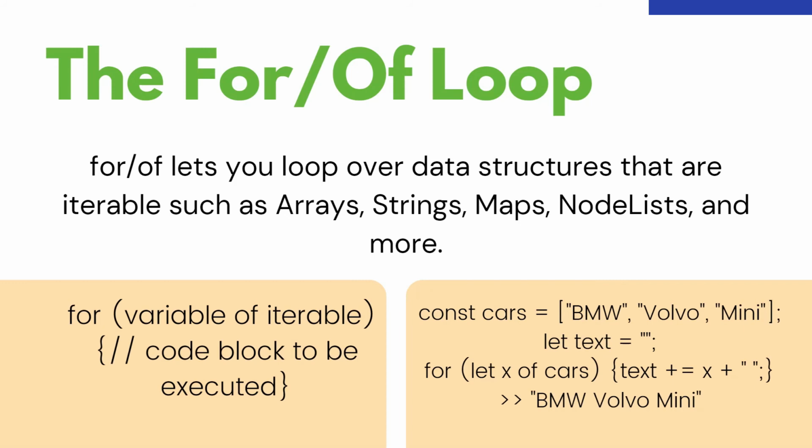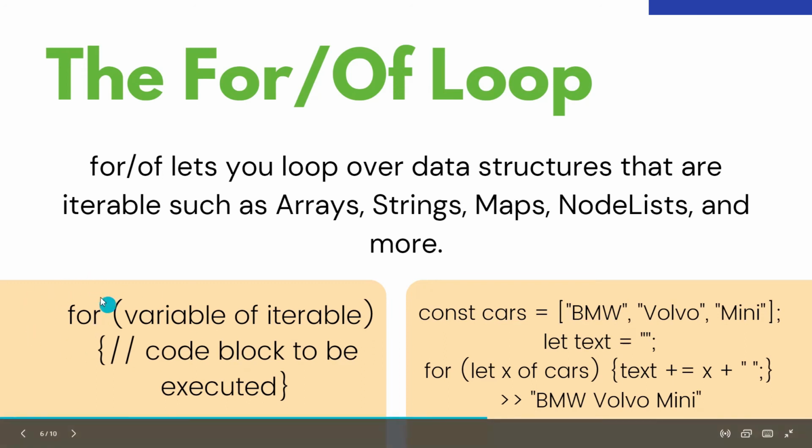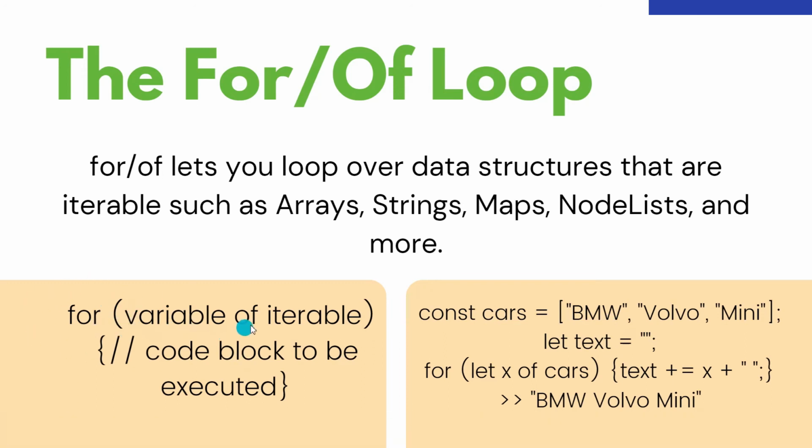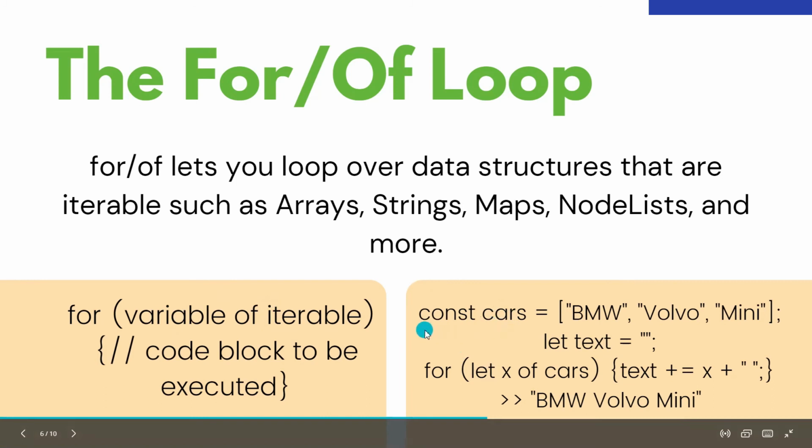But when I'm talking about the for of loop of ES6, it is totally different. We use the for keyword, and we have variables of iterables. Iterables means array, string, maps, node list, and a lot of things which are termed as iterables. And variables means the content which is present in a specific array, string, map, or node list, and it is going to be accessed.